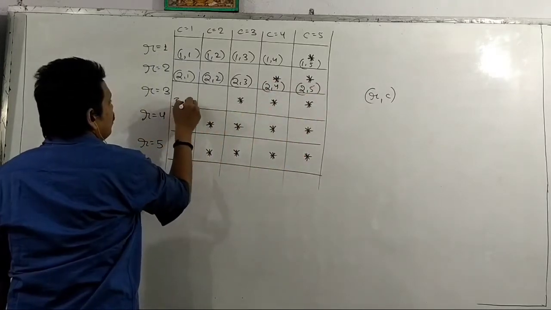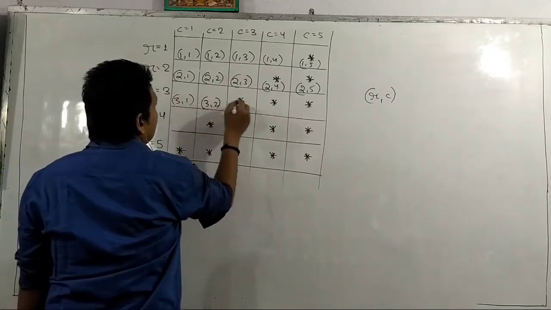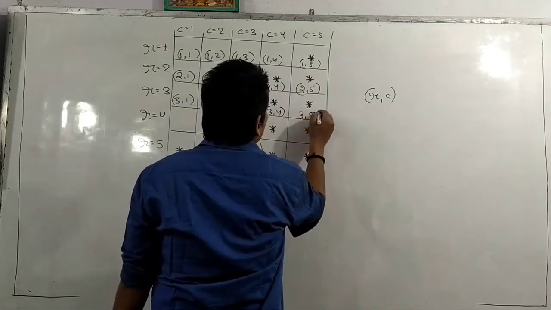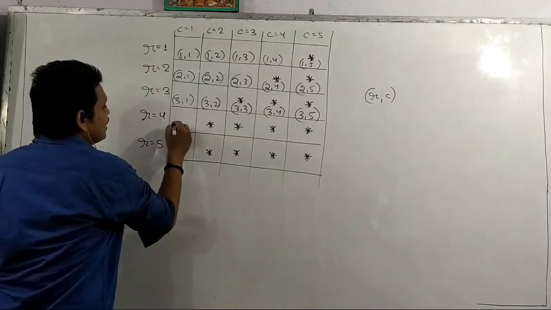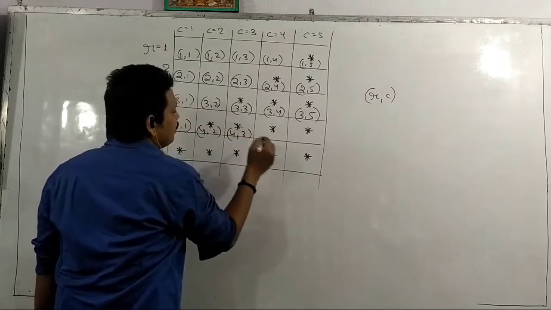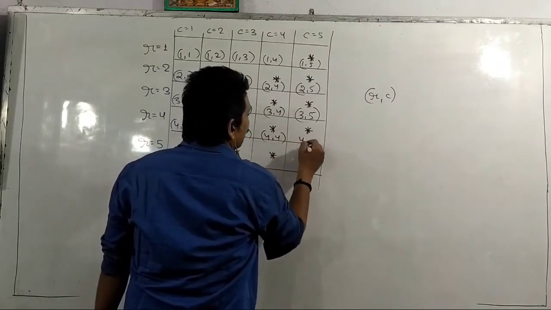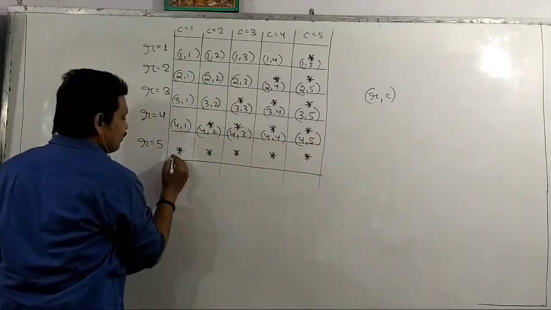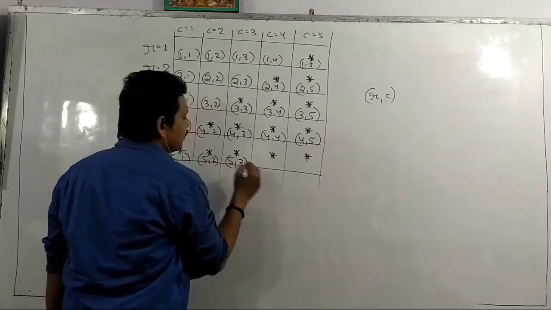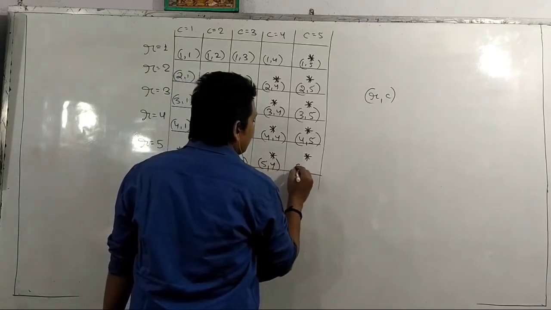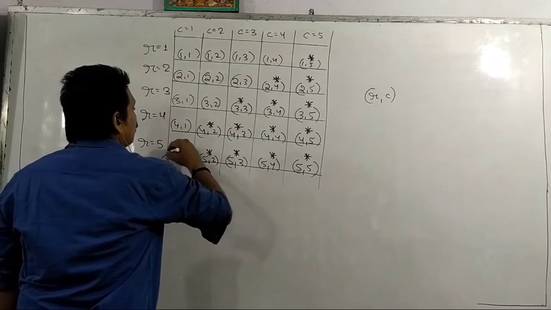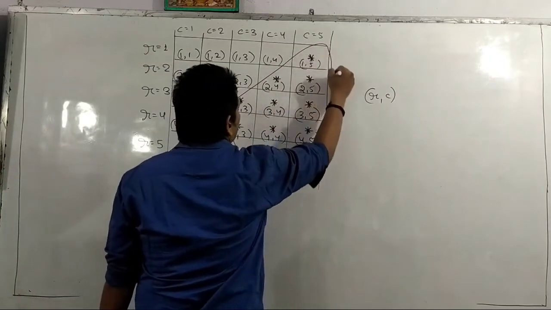This is third row, first column, third row, second column, third row, third column, third row, fourth column, third row, fifth column. Then this is fourth row, first column, fourth row, second column, fourth row, third column, fourth row, fourth column, fourth row, fifth column. This is fifth row, first column, fifth row, second column, fifth row, third column, fifth row, fourth column, and fifth row, fifth column. Now draw the outline.